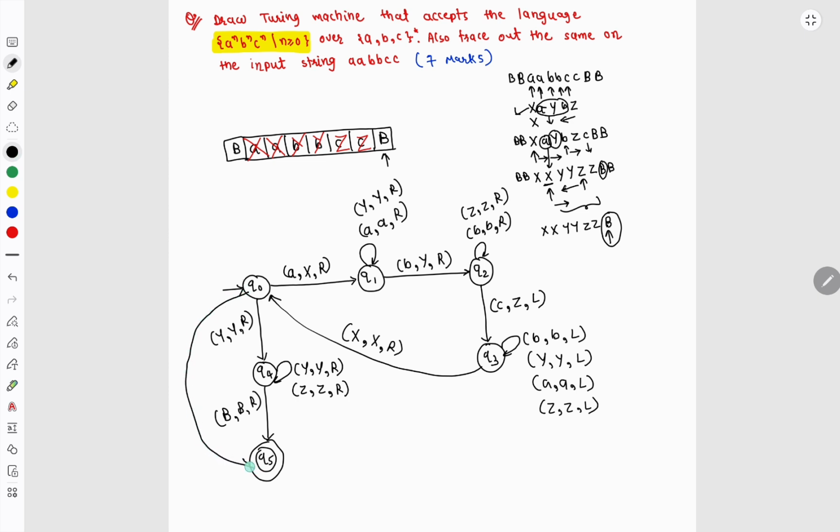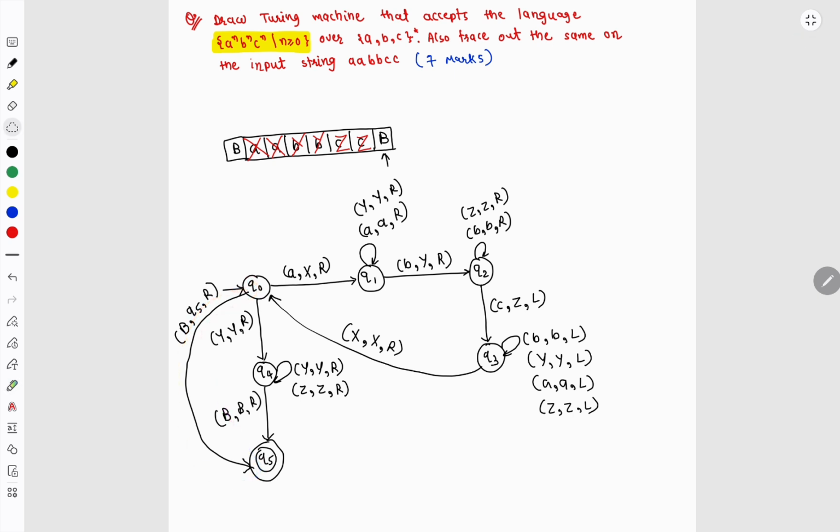Q0 state will be accepted when there is any null string. That means when a blank space occurs, we will go to the Q5 state and you can write right or left. But in the exam, if it is given to solve this question for n greater than or equal to 1, then there is no need to write this. For our example, n greater than or equal to 0, we need to draw this, so that for the Q0 state, a blank string will be accepted.